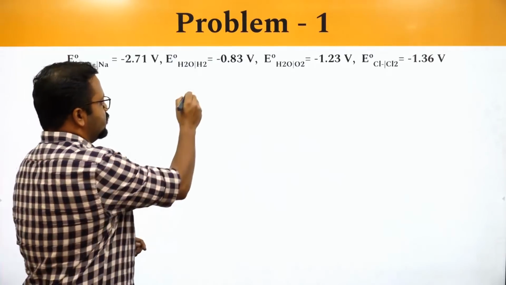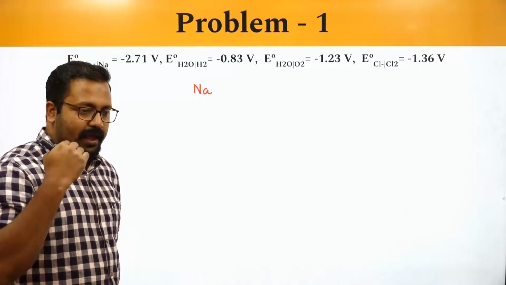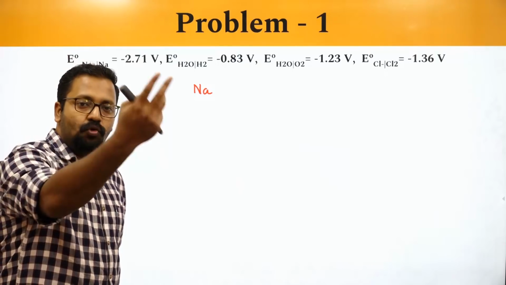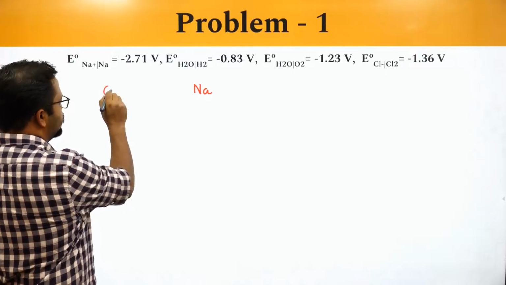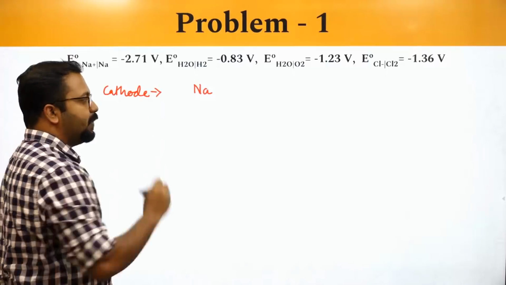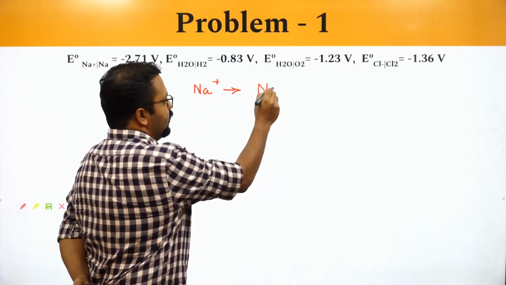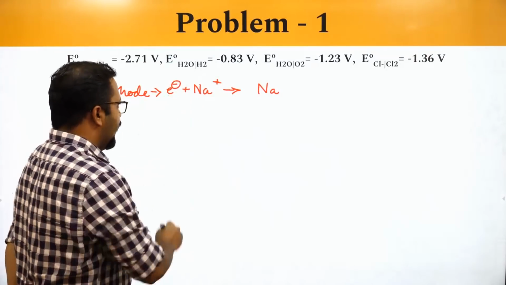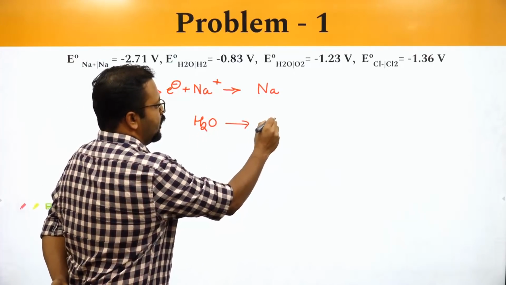Okay, so the first reaction is of the cation. If a cation is present, it will move to the cathode to undergo reduction. So I'll write the cathodic reaction. At the cathode, what will happen? There are two competing reactions. Na+ is trying to get converted into Na by taking up an electron, and H2O is trying to convert into hydrogen.